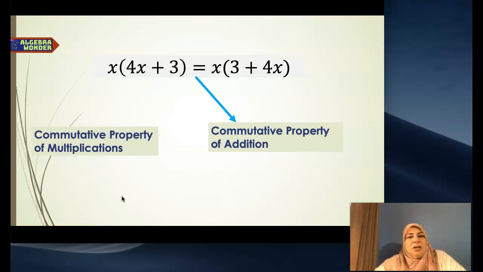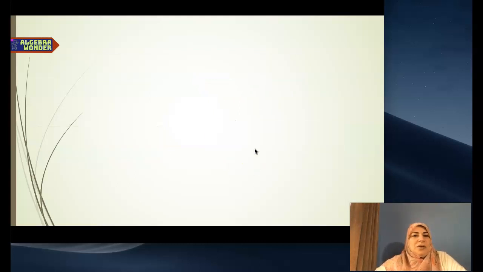Yep, right, addition. Why? Because we switch the quantity around the addition. So 4x and 3, they switch. So instead of 4x plus 3, it becomes 3 plus 4x. So we switch it around the addition, so it's commutative property of addition. Let's check this one. Challenge one here.